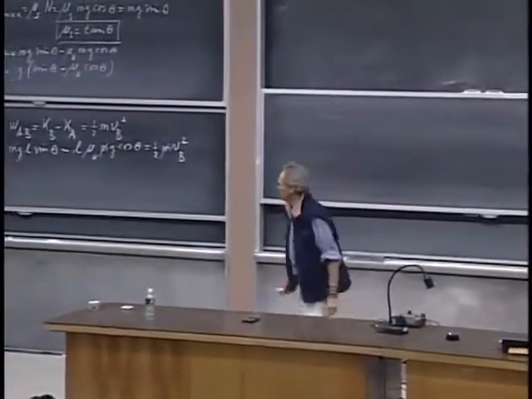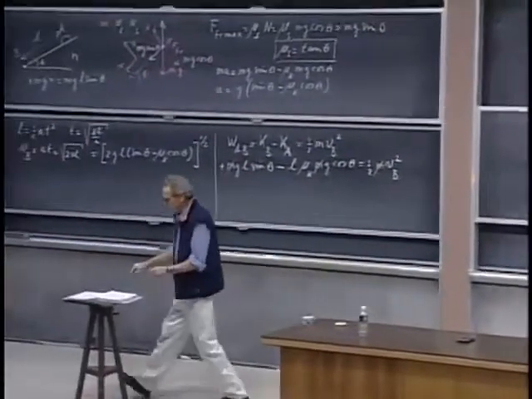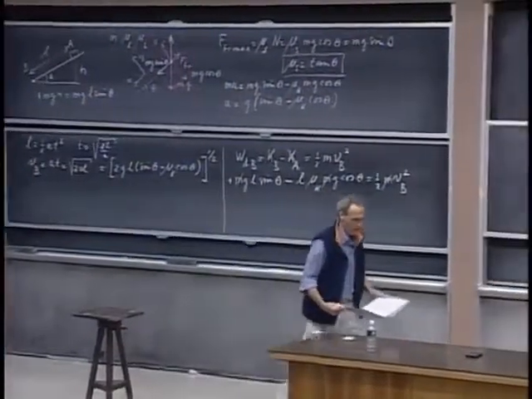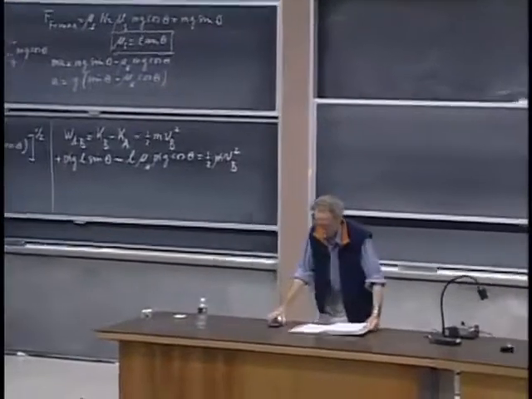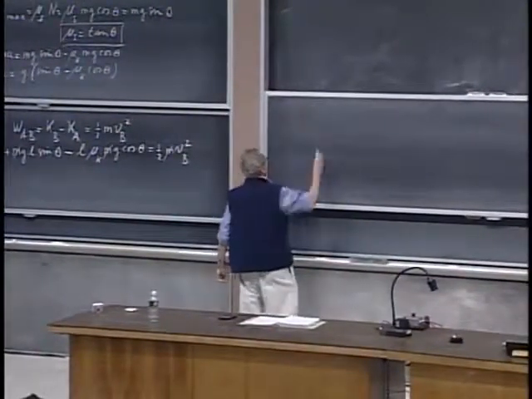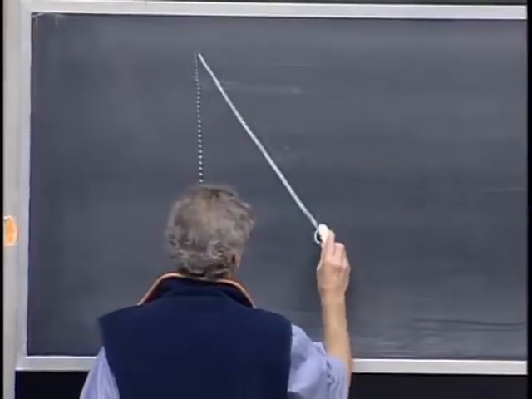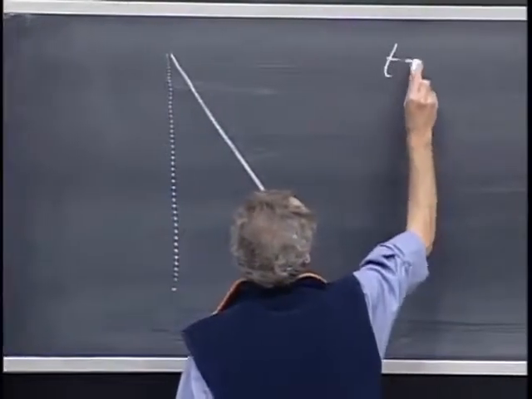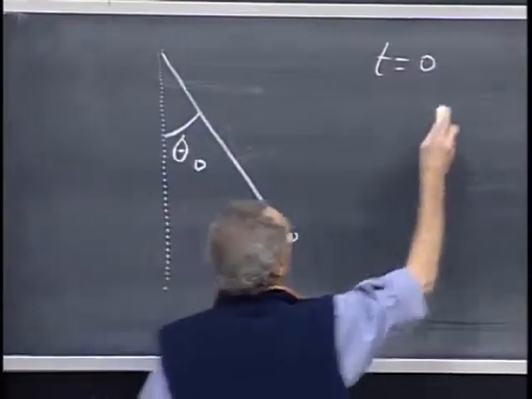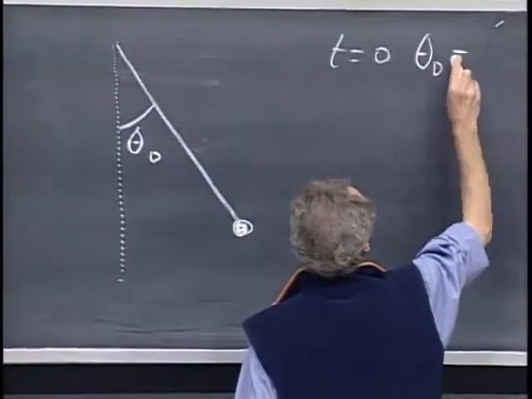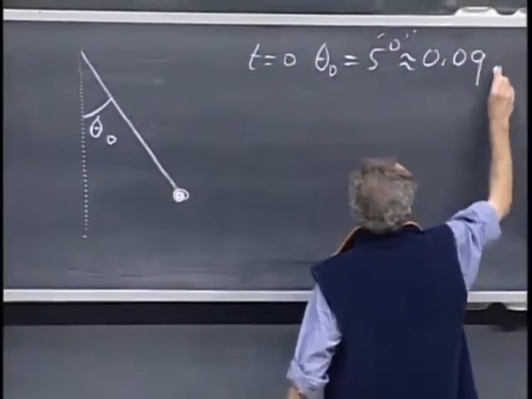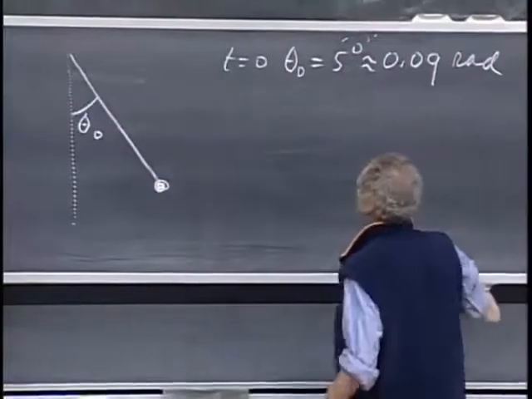Right, so let's continue now on another subject. And the one that I want to talk to you about now is the pendulum. I have a pendulum, and at time t equals 0, this angle is theta 0, and I know what that angle is. It's 5 degrees, which is approximately 0.09 radians.